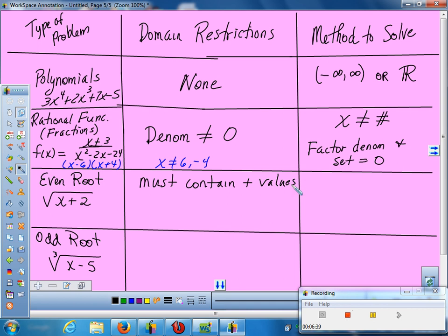Whereas an odd root, do you have to have positive numbers in an odd root? Can I have the cube root of -8? Yeah, that would be -2. Cube root of -8 is -2. You can have negative numbers in odd roots. It's okay. So down here, you can have positives or negatives. There aren't any restrictions down here. But if it's an even root, you've got issues. So this one will still be negative infinity to infinity, or all reals, whichever you like.